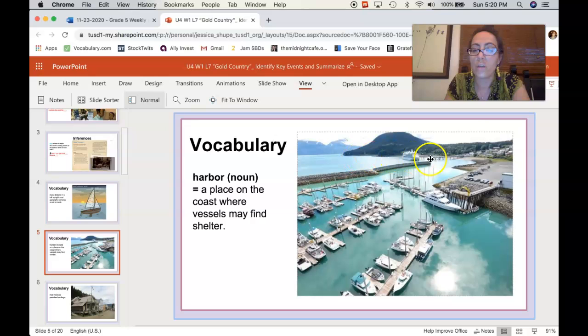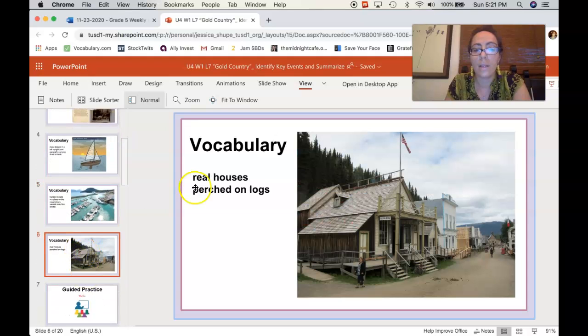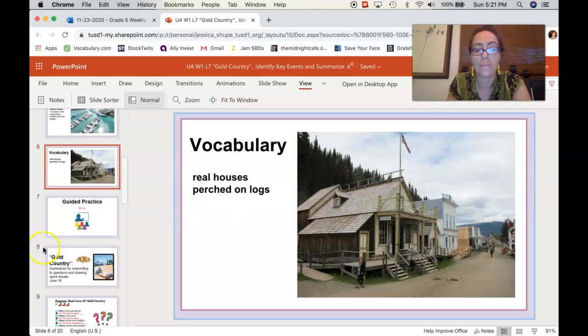Another vocabulary word is harbor, which is also a noun, a place on the coast where vessels may find shelter. So this is on the coast here in Miami, and there are boats where they can find shelter when the waters become too rough, or if there is weather coming in and it's unsafe for them to be out on the water. Next, this isn't actually a vocabulary word, but to help you better paint a picture in your head while you're reading, it says real houses perched on logs. So we can see real houses, and the logs are here. You can see that it's slightly raised above the ground, which will help you better paint a picture while we're reading about this in the text.